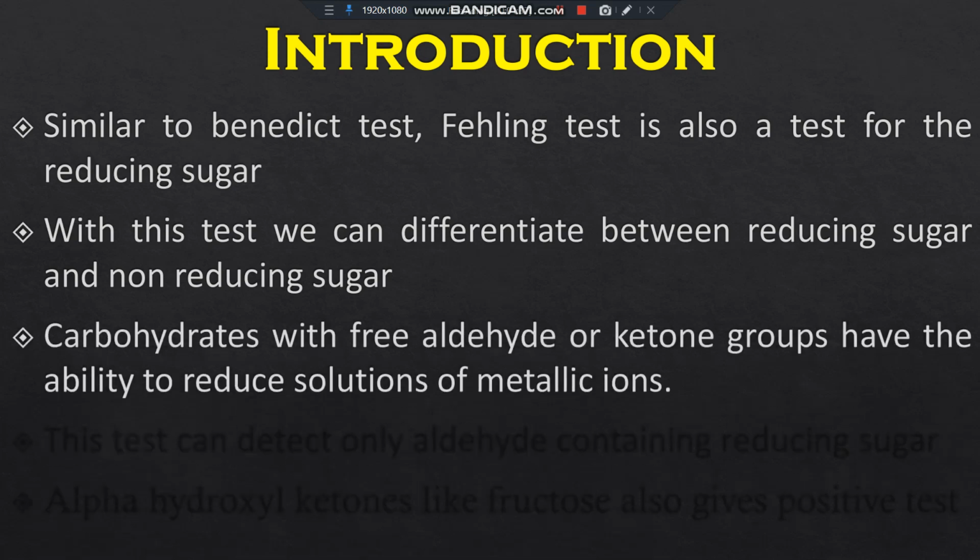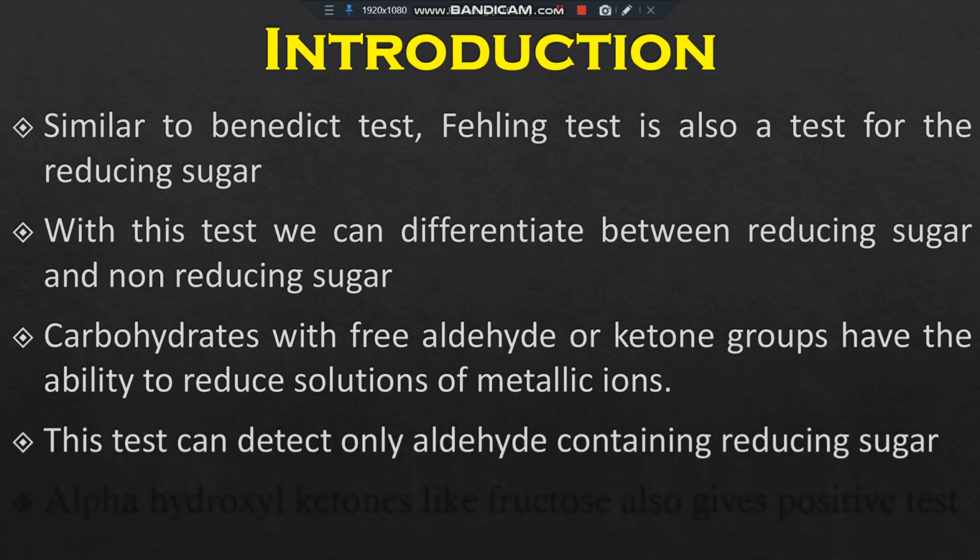Carbohydrates having a free aldehyde or free ketone group have the capacity to donate electrons, so they can reduce metal ions from a higher oxidation number to a lower oxidation number. That is called reduction. That's why we call them reducing sugars: they reduce the metal ions and themselves get oxidized.